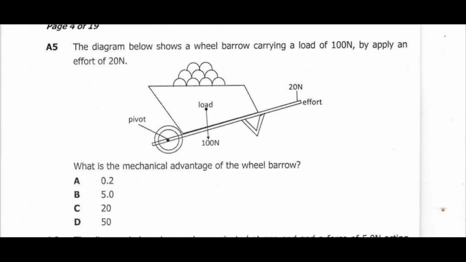We move on to question 5. The diagram below shows a wheelbarrow carrying a load of 100 Newton by applying an effort of 20 Newton. What is the mechanical advantage of the wheelbarrow? In this case, the wheelbarrow is acting as a simple machine, and we want to find the mechanical advantage for a simple machine like this one.